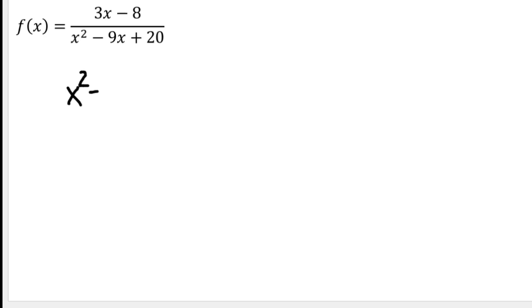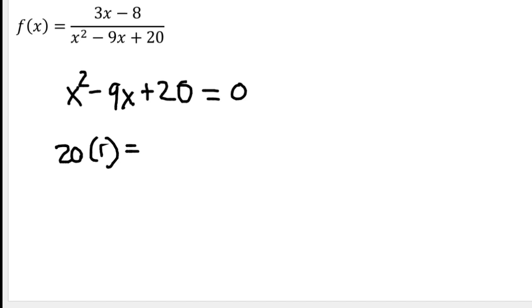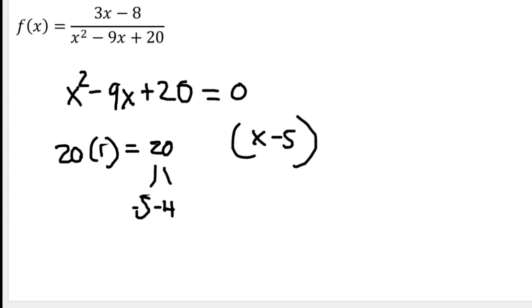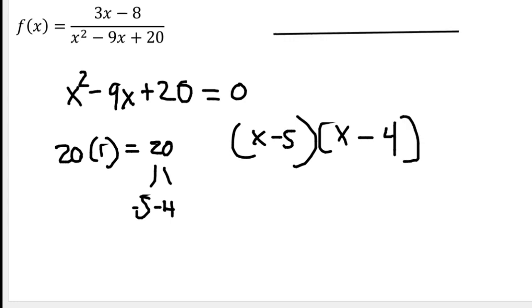So again, we're just going to set the denominator equal to 0. So x squared minus 9x plus 20 is equal to 0. And what we can do here is basically factor this out. So we're going to multiply it to the coefficient of the first. So the factor of x squared minus 9x plus 20 is x minus 5, quantity x minus 4. So if we solve for x here, we get our critical numbers as 5 and 4.